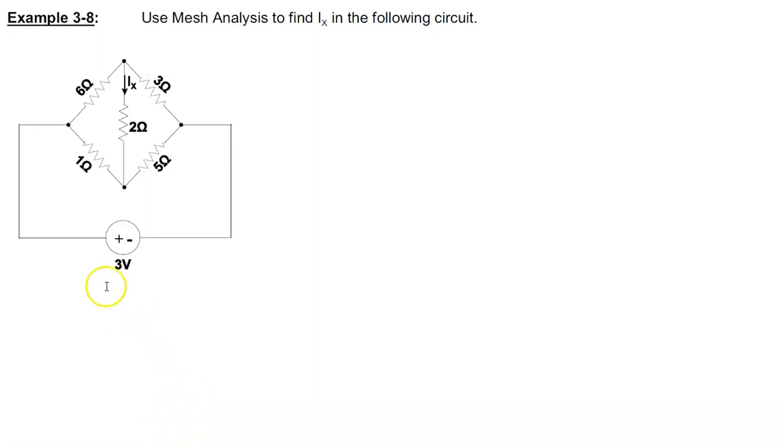Okay, so our procedure tells us to identify the meshes. In this one, there are several closed circuits that we can draw. The resistor in the middle, the 2 ohm resistor, is called a bridge, and that makes this circuit a bridge circuit.